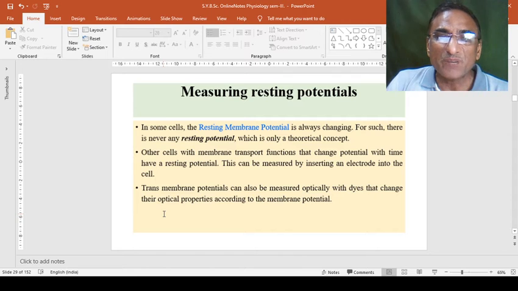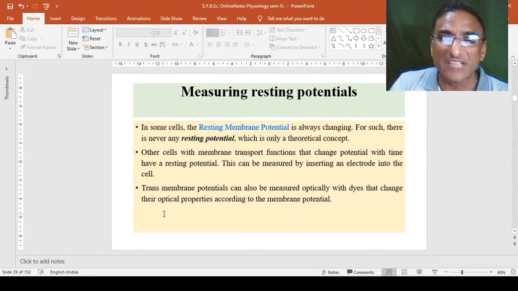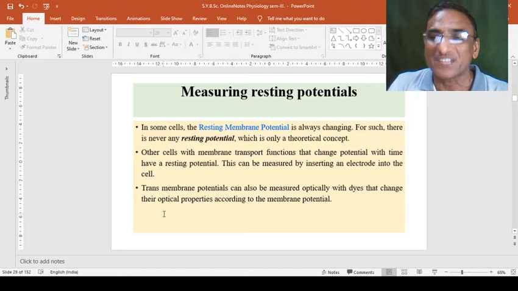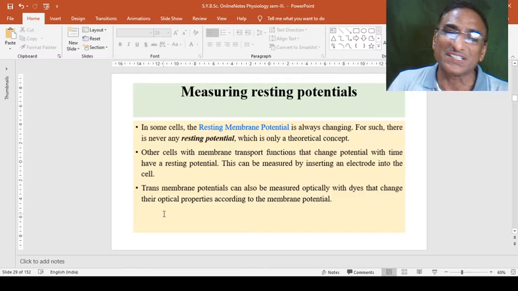So transmembrane potentials can also be measured optically with dyes that change their optical properties according to the membrane potentials. So dyes also play a key role in changing the membrane potential.